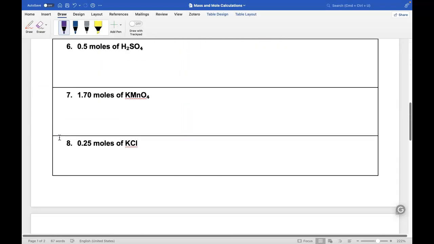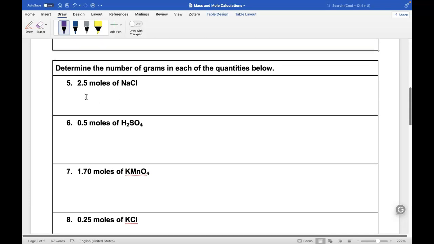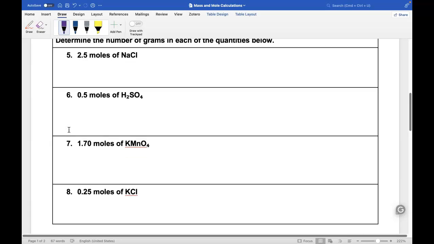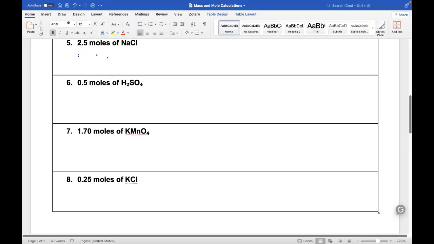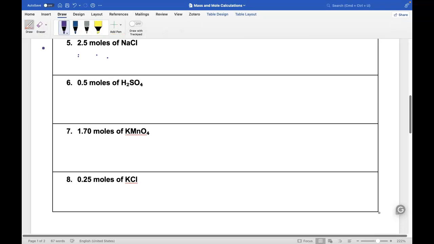Okay. We already did sodium chloride, so let's do this next one. We're going to try doing our 0.5 moles of H2SO4. Sorry about the cursor. Okay, I'm going to try to draw here. So we have 3 elements: hydrogen, sulfur, and oxygen. I'm going to put their atomic masses.